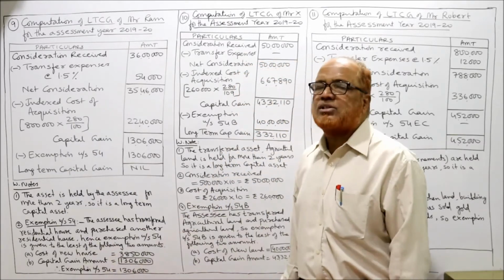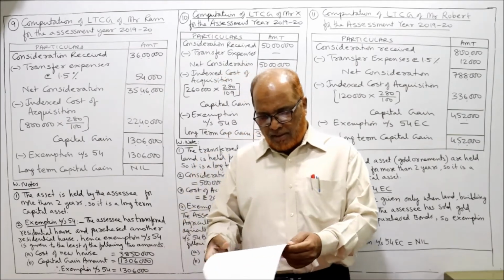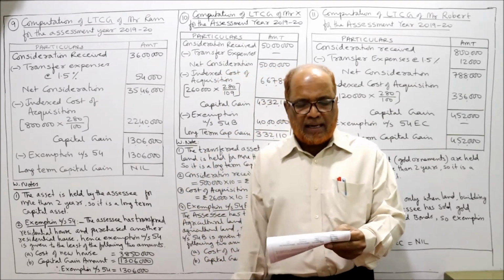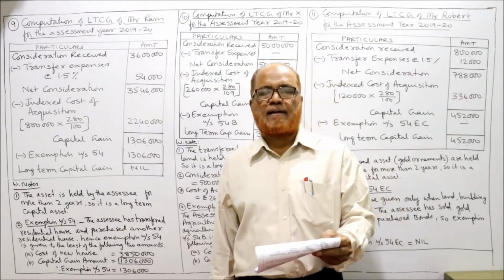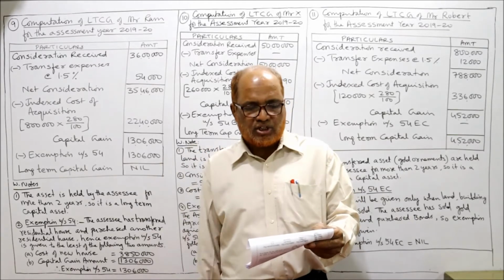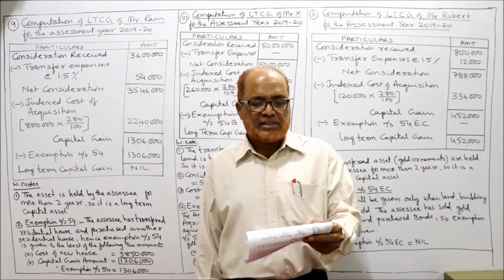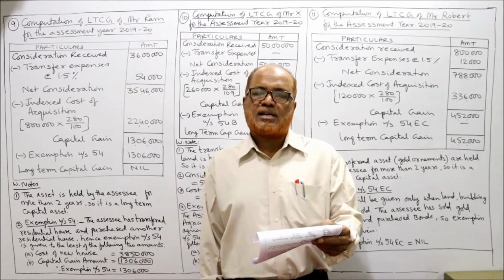Now the next problem is problem number 9. Mr. Ram sold a residential house in Mumbai for rupees 36 lakh. This is the consideration received. The cost of acquisition 16 years ago was 8 lakh. Cost inflation index 100. So it is clearly given.